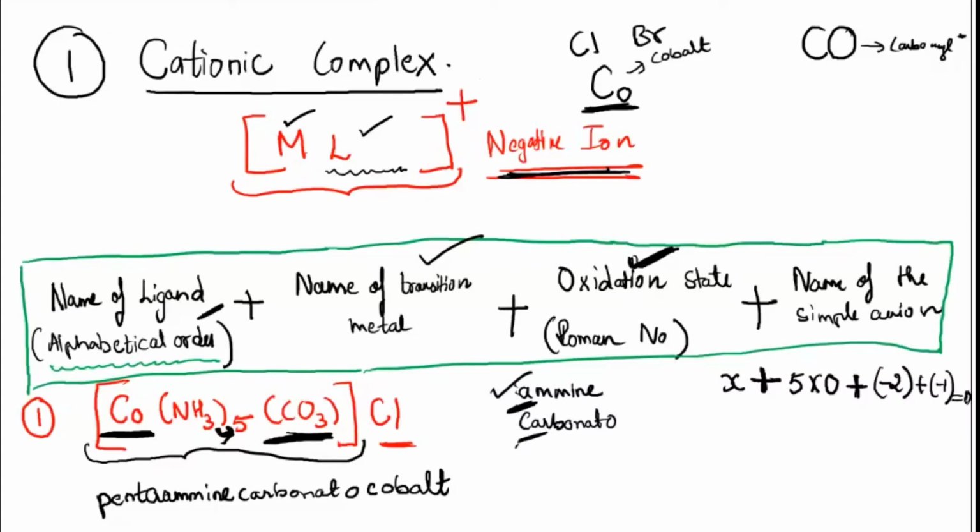I am not having place here, but you are able to understand, no? Equal to 0. Okay. Now find out X is equal to how much. This whole thing will become 0, and this minus 2 minus 1, minus 3, will go that side, plus 3. That means cobalt, when combined with the ligands, was in plus 3 oxidation state. Okay, so here in the Roman numeral you will write 3. So the oxidation state of cobalt is 3.